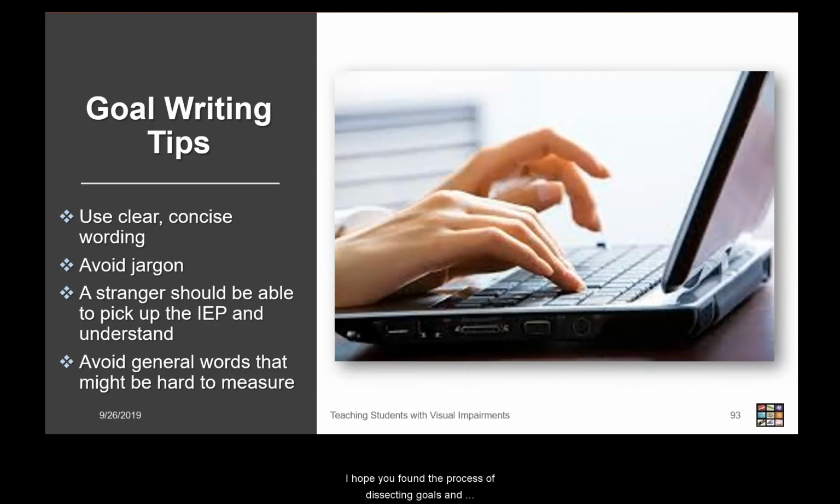I hope you found the process of dissecting goals and rewriting them to make them smarter to be a helpful process. In addition to being smarter, you should make sure you use clear, concise wording. You don't want to look at the goals a week later and wonder what you meant or question how to measure success. Also, avoid any VI jargon and be sure that anyone picking up the IEP and reviewing your information and goals would understand the intent and how to implement the goal and measure progress.